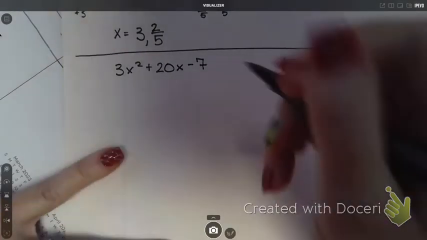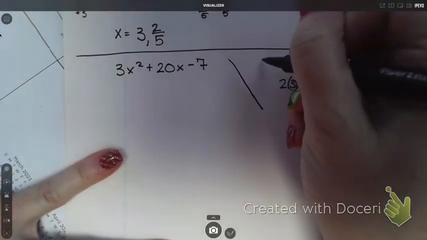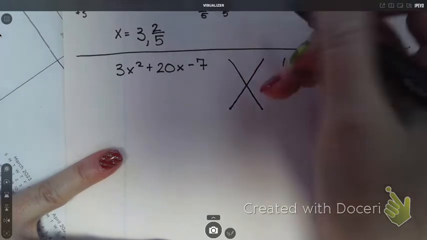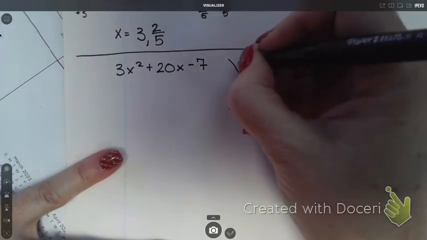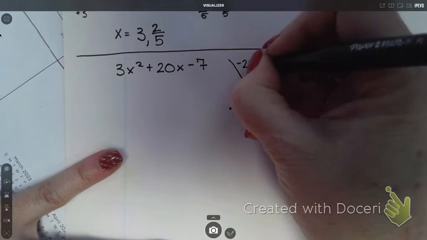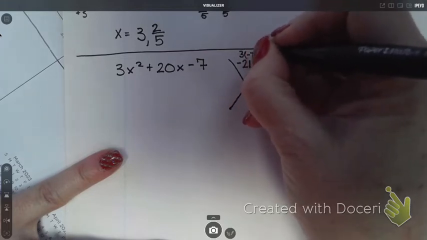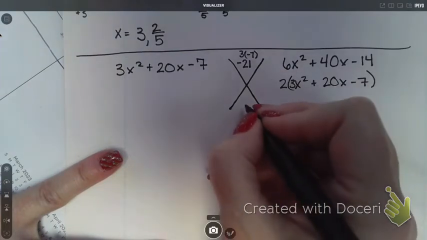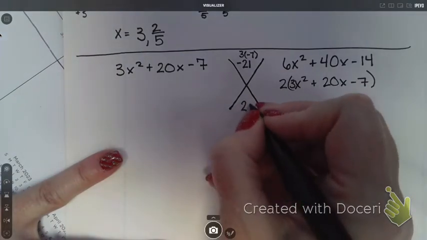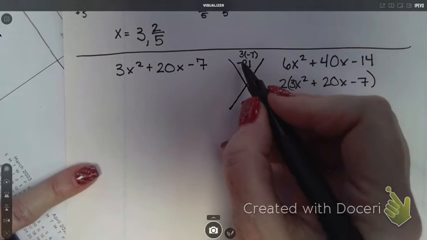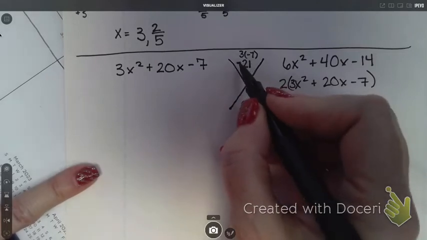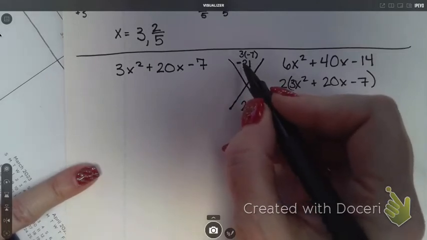Then next, a big X. What goes on top of the big X? Negative 21. How did you get negative 21? 3x times negative 7. You took 3 times negative 7. What goes on the bottom? 20. Okay, so since the 21 is negative, that means I'm going to subtract, correct?